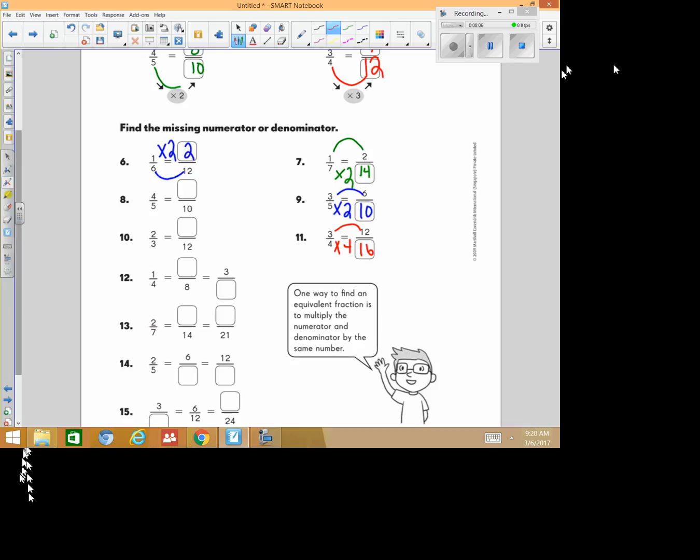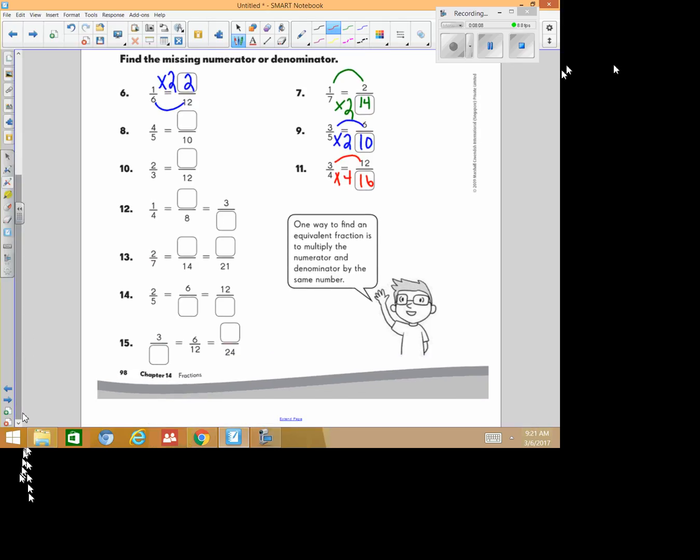So let's look at some of these. Let's get down to number 12. So 8 instead of 4. Hold on, I'm not there yet. What times 4 gets me 8? Raise your hand when you know. 4 times what gets 8? Tommy, do you know? Count by 4s to get to 8. 4, 8. So how many? 2. So times 2. So what is 1 times 2? 2.